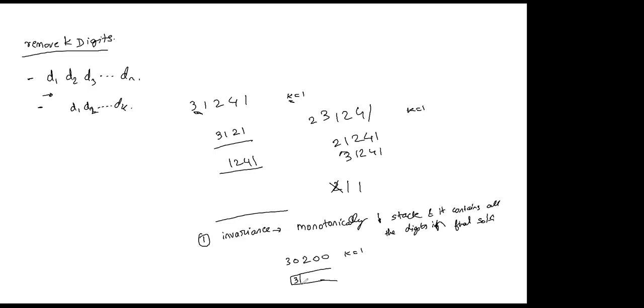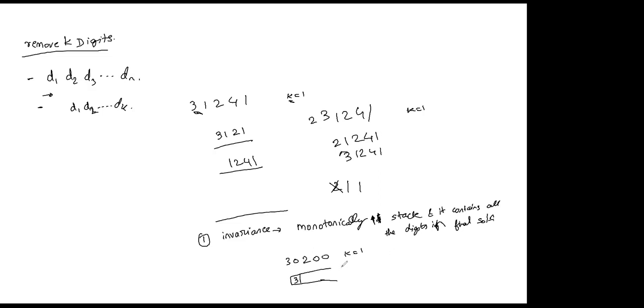I'm getting confused over here. Should it be monotonically increasing or decreasing? I guess it should be a monotonically increasing stack, because if it's an increasing stack, that's what we want. We want the most significant digits to be as small as possible. And since the stack contains all the digits in the final solution, it should be monotonically increasing.